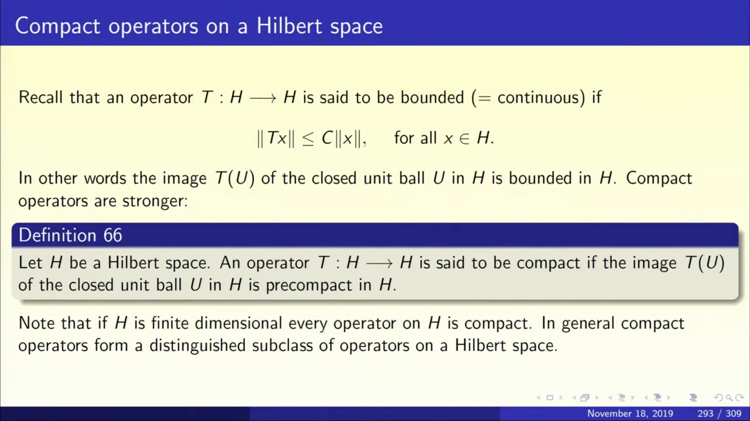What does the inequality mean? Inequality means that if I take the closed unit ball, suppose I take norm x less than or equal to 1, that means I'll get norm Tx less than or equal to C. So the image of the closed unit ball U is again bounded. That means if U is the closed unit ball in H, then Tu is sitting inside the closed ball of radius C, capital C.